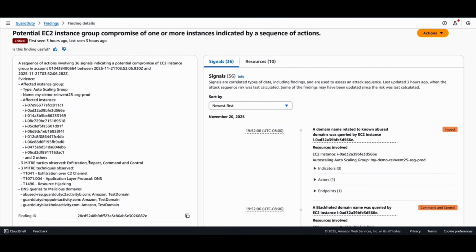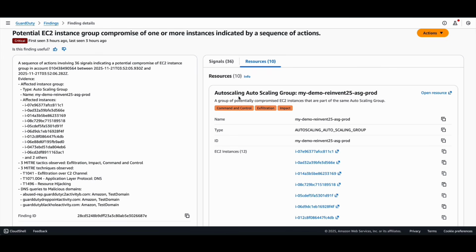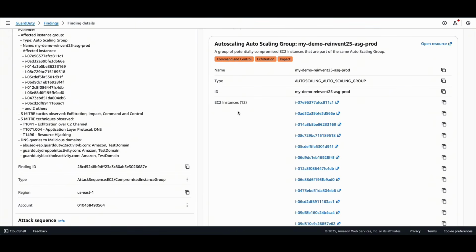Now let's look at the resources. This is where extended threat detection really shines. Instead of going through those 36 signals for each instance, extended threat detection intelligently grouped them because they belong to the same launch type. In this case, an auto-scaling group. This resource grouping helps you understand that this isn't a random individual compromise. It's a coordinated attack on your application infrastructure.